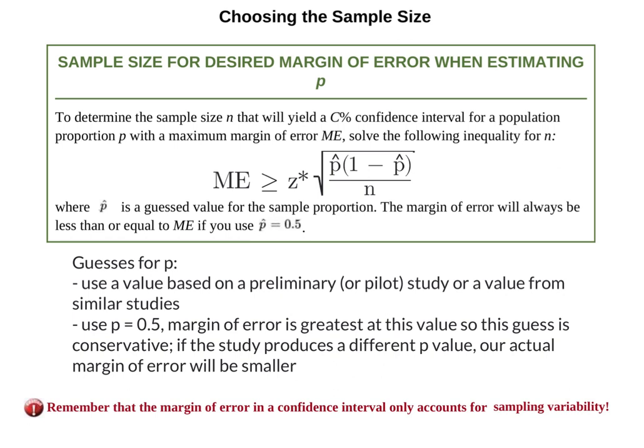The margin of error is greatest at that value, so that guess is going to be conservative, because if the study produces a different p-value than 0.5, your actual margin of error will be smaller, which is a good thing. And one last thing to remember is that the margin of error in a confidence interval only accounts for sampling variability. That means there are other sources of error, like people not being truthful, for example.